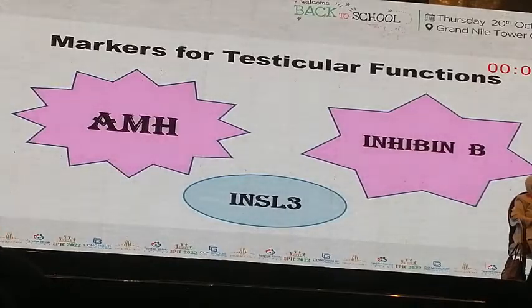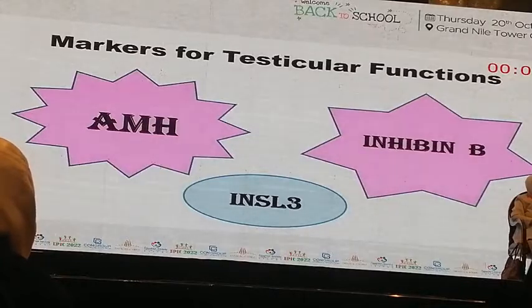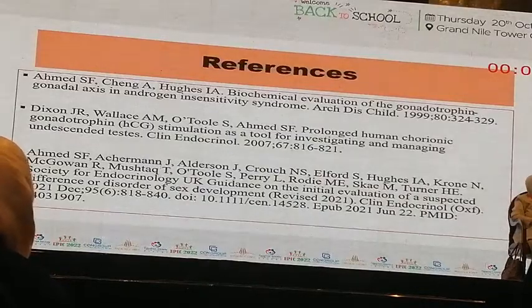So from our patients and from Dr. Noha's presentation, we have other tools for assessment of the testicular function in addition to the HCG stimulation test, which include the anti-Mullerian hormone, inhibin B, and insulin-like peptide 3. Here are our references, and thank you.